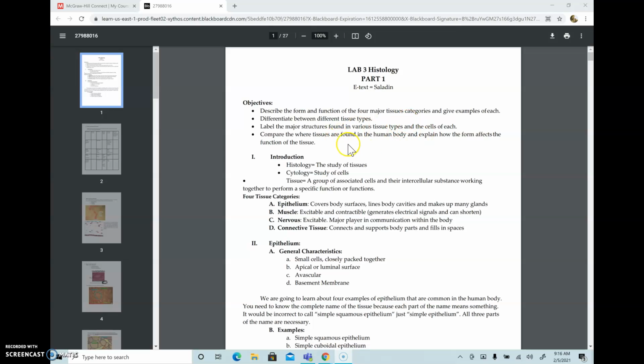Okay, so there are so many different types of tissues in the body, but there are four basic categories of tissues: epithelium, muscle tissue, nervous tissue, and connective tissue. I'm going to tell you how to use Anatomy and Physiology Revealed to study tissues. And the first type of tissue that we're going to look at is epithelial tissue.